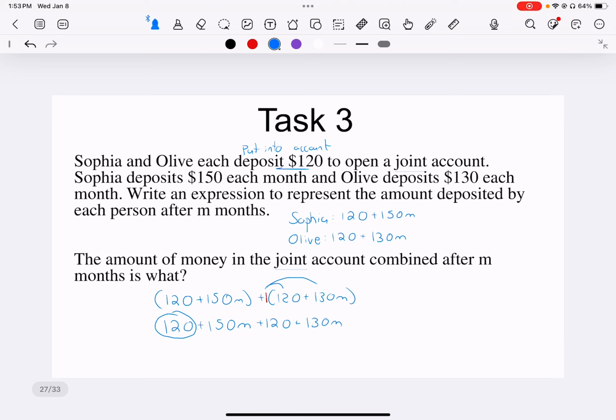Combine my like terms. 120 plus 120 is 240, positive 150m, and a positive 130m combined to give me a positive 280m. And you want to write your expression with the variable term coming first. So 280m plus 240.